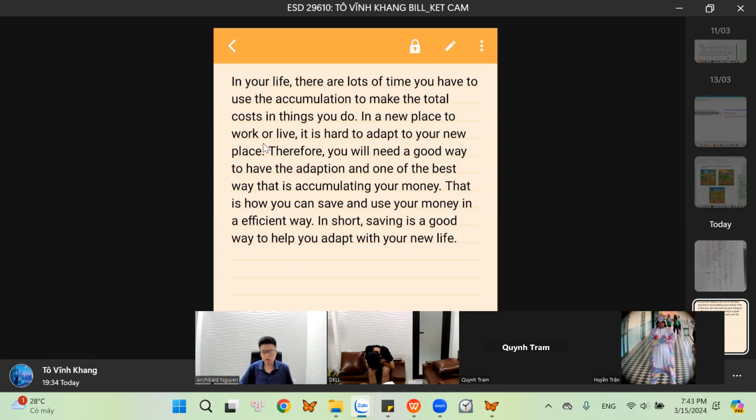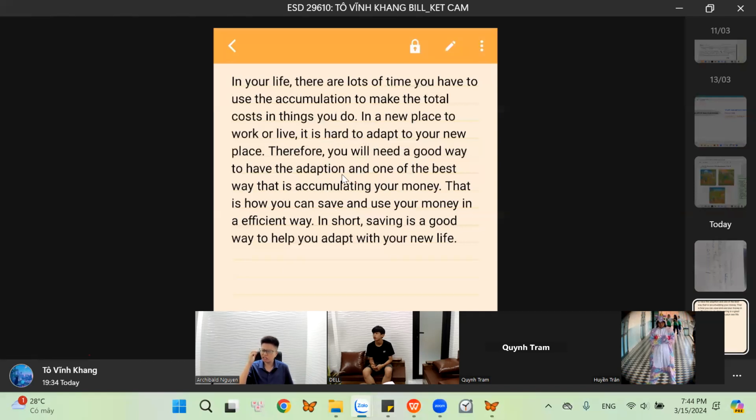In a new place to work or live, it is hard to adapt to your new lifestyle or to your new environment. You can switch from the word place to environment. Therefore, you will need a good way to have the adaptation. And one of the best ways is accumulating your money. Very good in meaning, but just a little bit wrong in the way that you use the words. Have the adaptation.